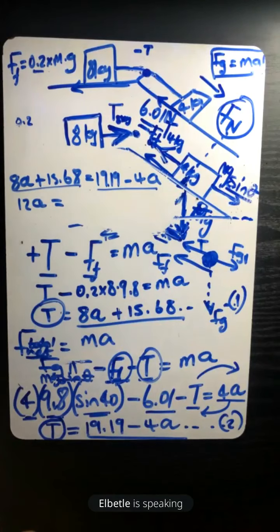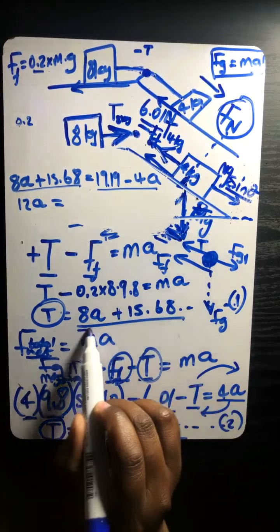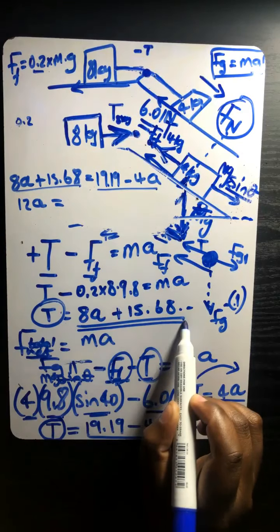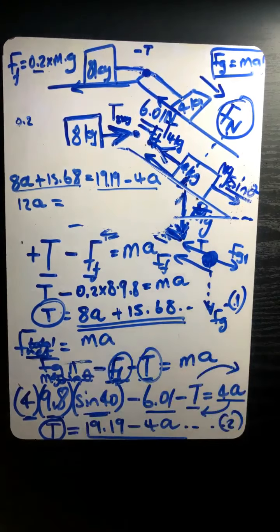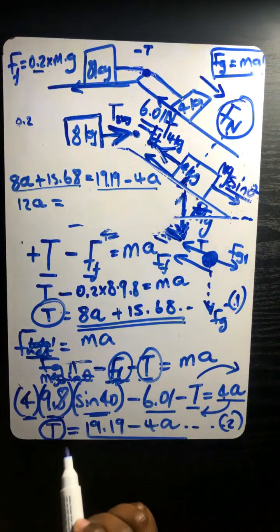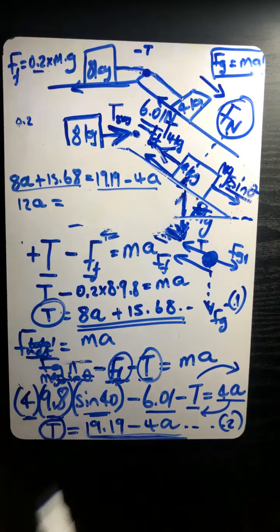Wait, what's it? I get we're looking for acceleration, and that side there is no T to substitute. Okay, so this one, we are on the same page there, isn't it? Yes. So we do the same for this one. Then we made T the subject of the formula. I'm not sure if up to here we are on the same page.